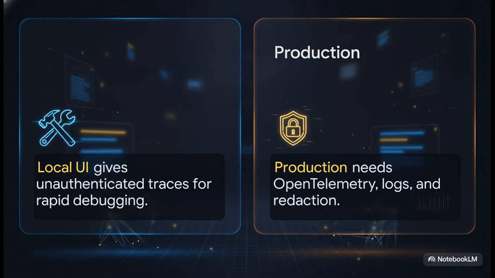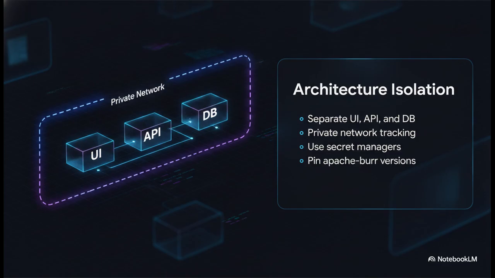The built-in local UI is an absolute superpower for debugging and building demos. However, true production monitoring demands a lot more. You need to integrate OpenTelemetry APM to link Burr steps with external services like Datadog. You need external centralized logs, deployment health checks, and role-based redaction to ensure sensitive user data isn't exposed in your telemetry streams. You really need to isolate your architecture.